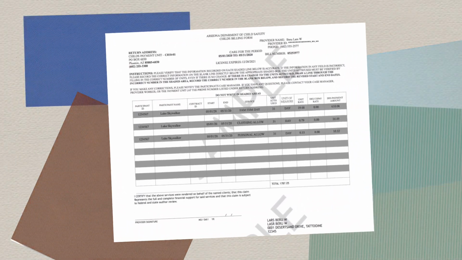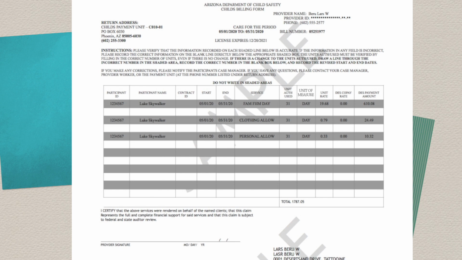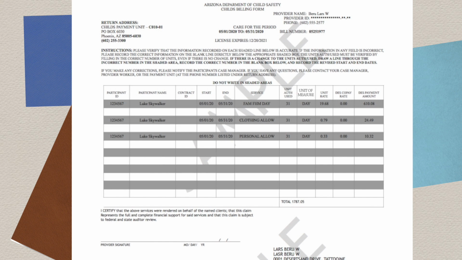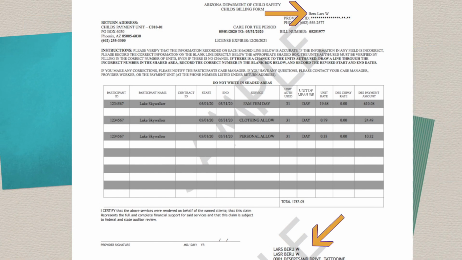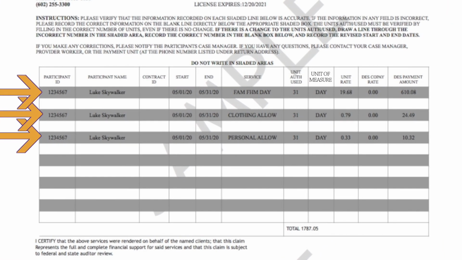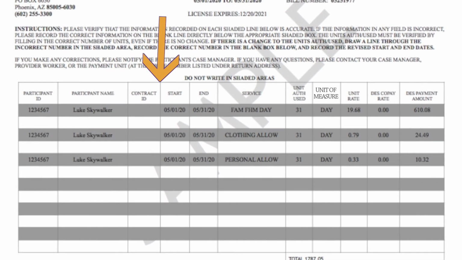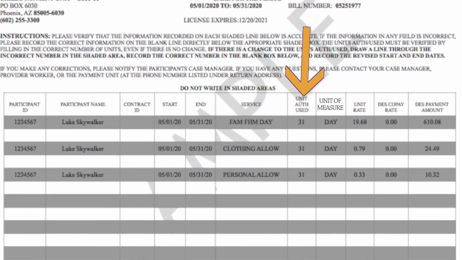This is the current Department of Child Safety billing form for children placed in both licensed and unlicensed foster care. All the information must be correct to ensure proper payment. The placement's information, that's you, the foster parent, is in the top right and bottom right corners. The information on each shaded line is what the Arizona Department of Child Safety has in the system for the child. The participant ID number, child's name, dates the child was in the home for that month, service authorization classification, and number of units or days the child was placed with you are most important.